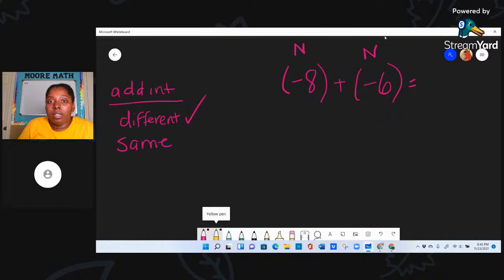So you just told me we're adding. So we're doing 8 plus 6. Good. Positive or negative? Positive. So I have 8 negative chips, right? And I add 6 more negative chips.